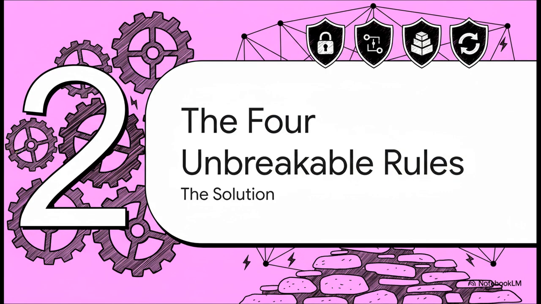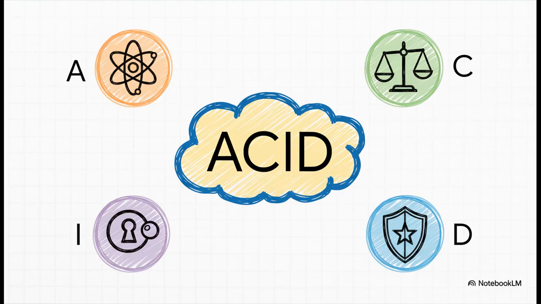So how on earth do we guarantee this all works reliably in such a complicated setup? Well, engineers came up with a brilliant set of 4, let's call them unbreakable rules that every single transaction has to play by. These rules are the absolute bedrock of modern data processing. And these 4 properties have a really memorable acronym, ACID. It stands for atomicity, consistency, isolation, and durability. Let's break down what each of those really means.